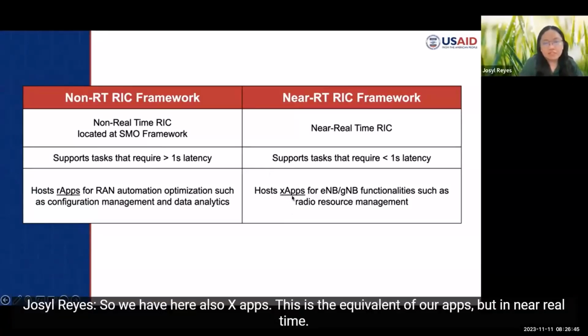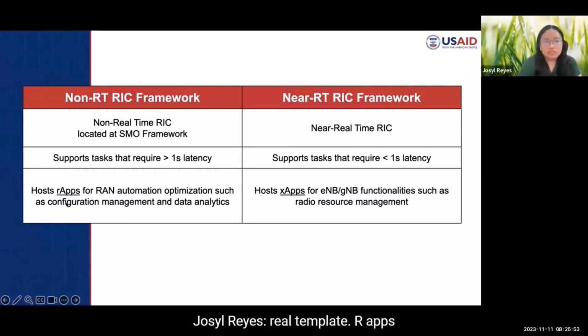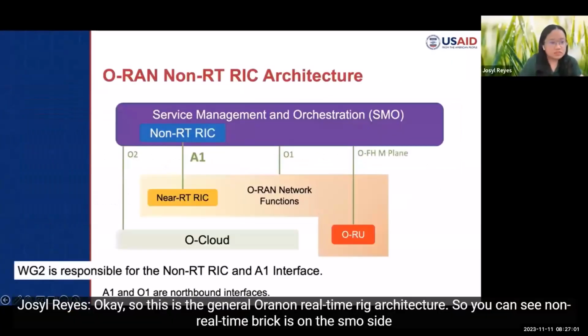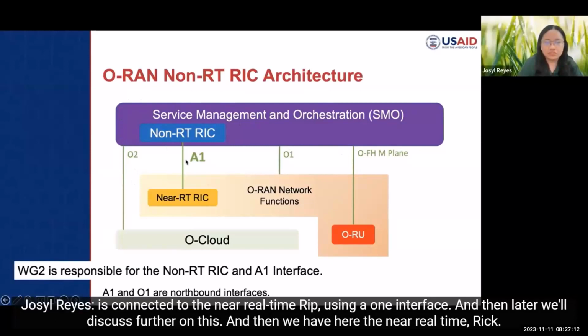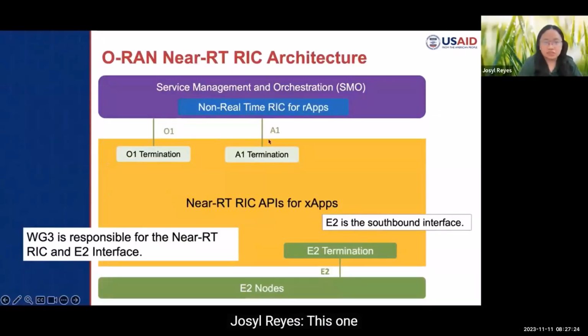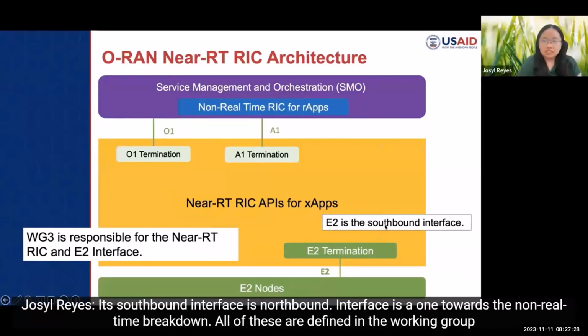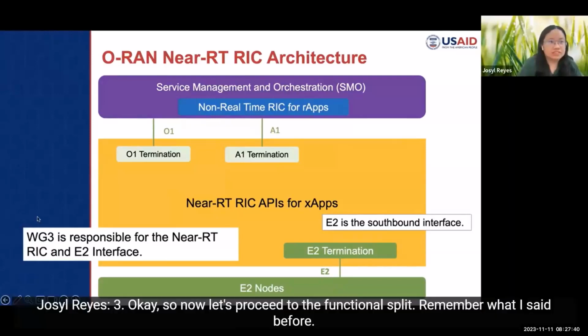So we have here also xApps. This is the equivalent of rApps, but in near real-time. So non-real-time, rApps; near real-time, xApps. Okay, so this is the general O-RAN non-real-time RIC architecture. So you can see the non-real-time RIC is on the SMO side. It's connected to the near real-time RIC using the A1 interface, and later we'll discuss further on this. And then we have here the near real-time RIC. This one contains the xApps. Its southbound interface is E2, its northbound interface is A1, towards the non-real-time RIC. All of this is defined in working group 3.